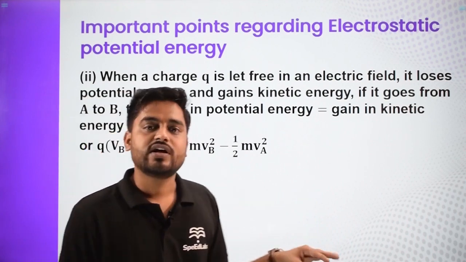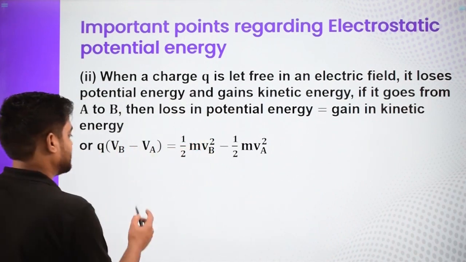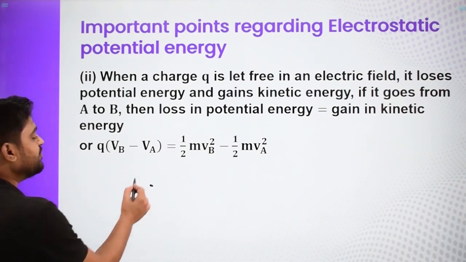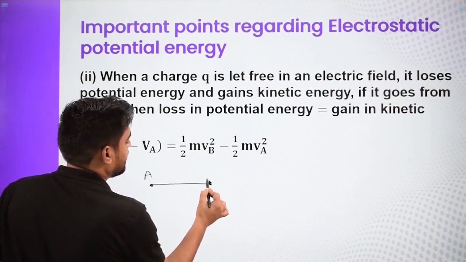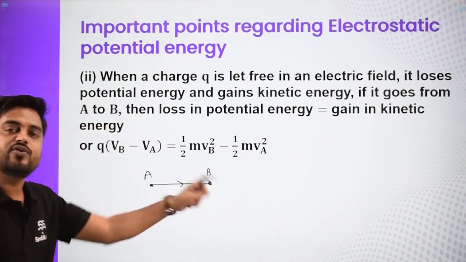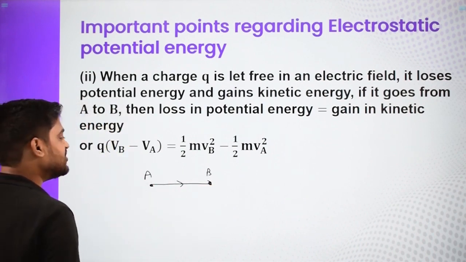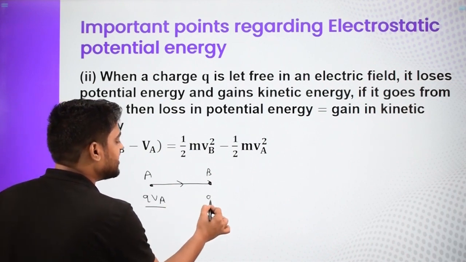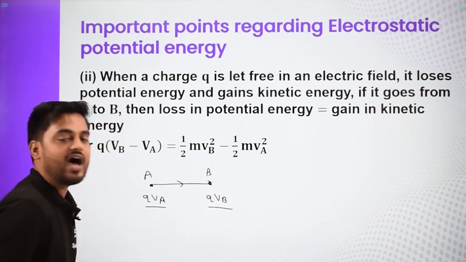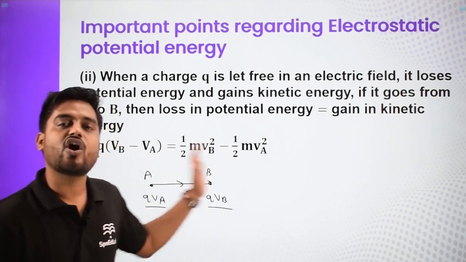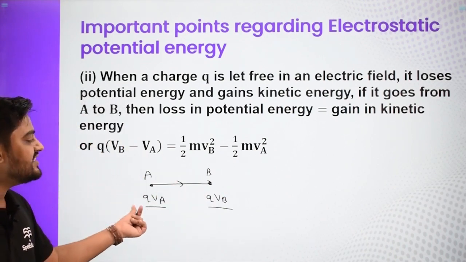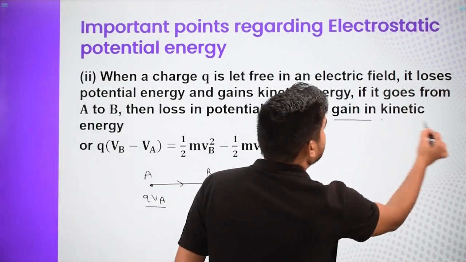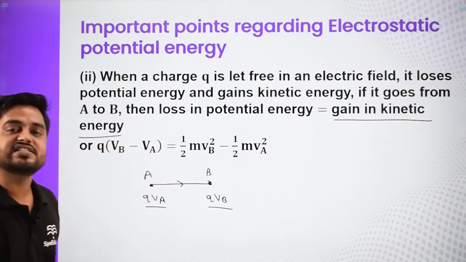If we are leaving a point charge, and that is going from A to B, so the point charge is automatically going from A to B. So here some potential energy was there, this was QVA. Here the potential energy was QVB. And now here I am assuming that there is a loss in potential energy. So whatever is the loss in potential energy, that will be reflected in gain in the kinetic energy. So this is just the energy conservation.